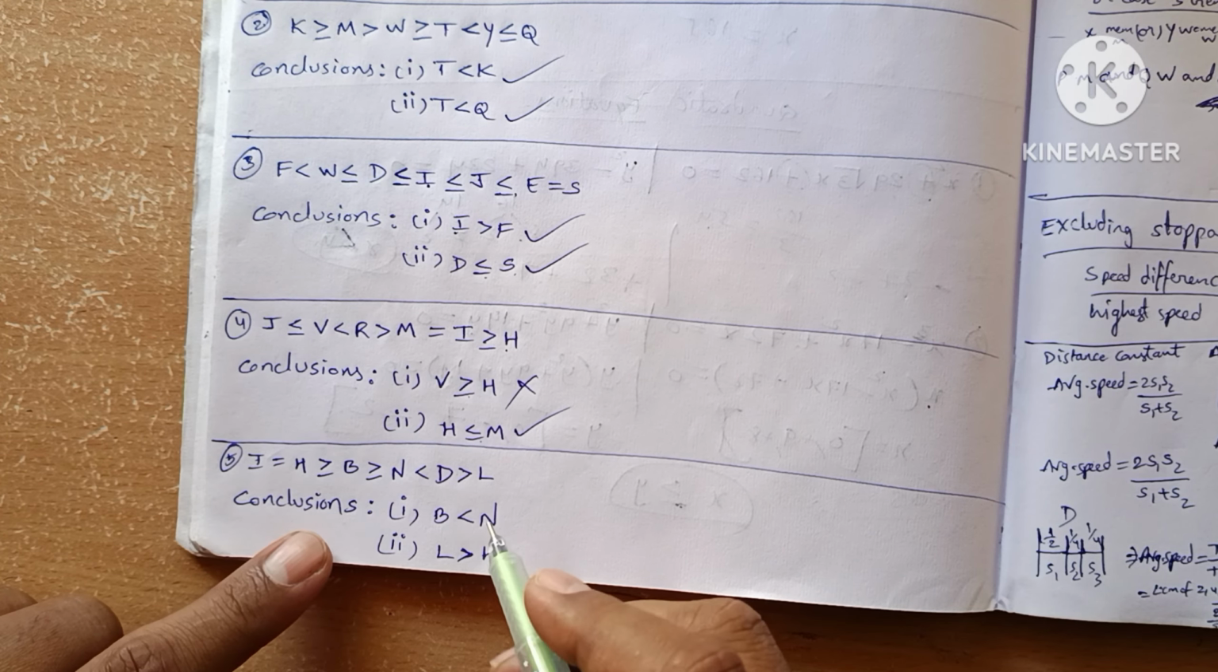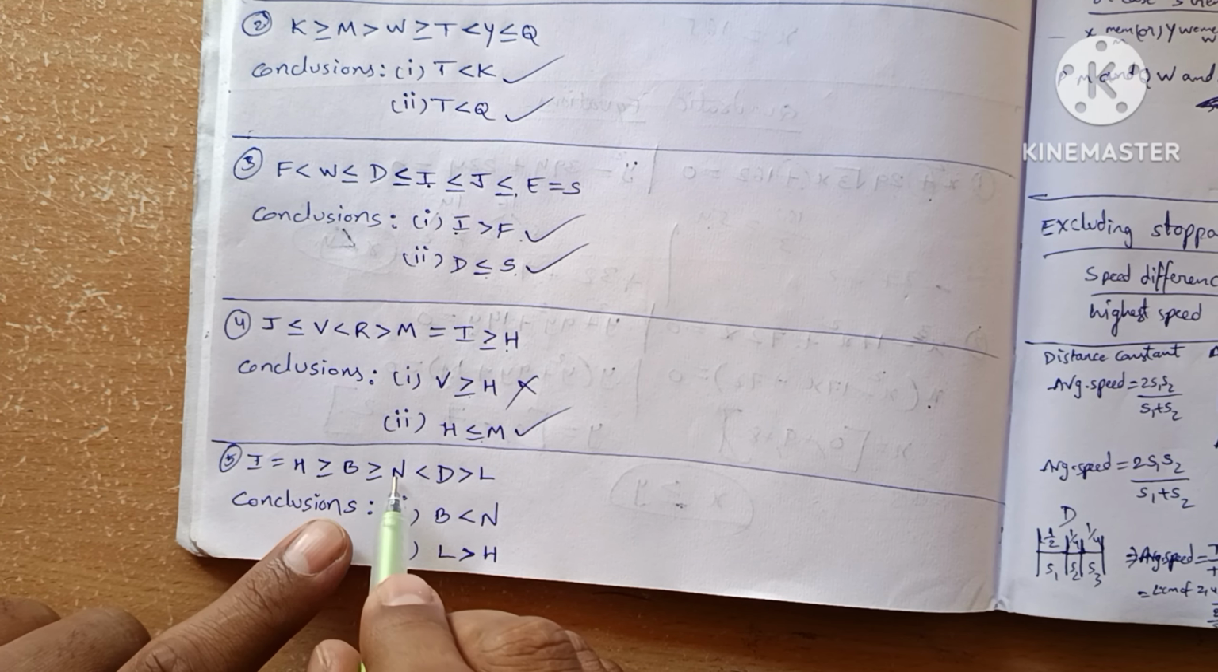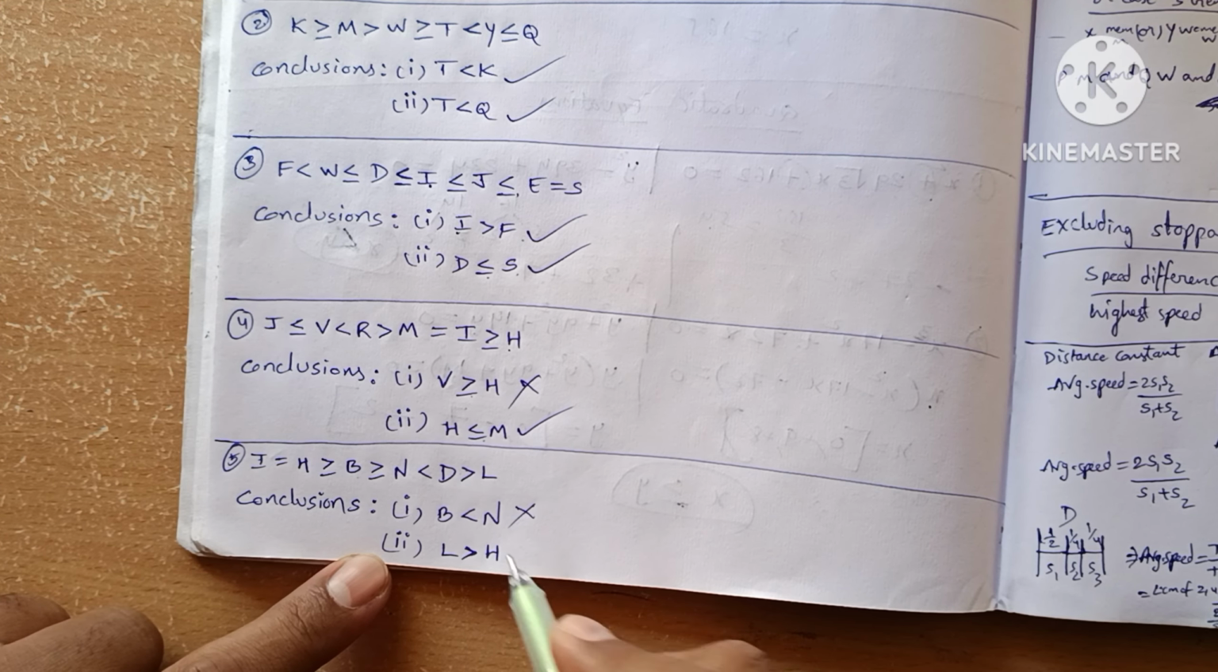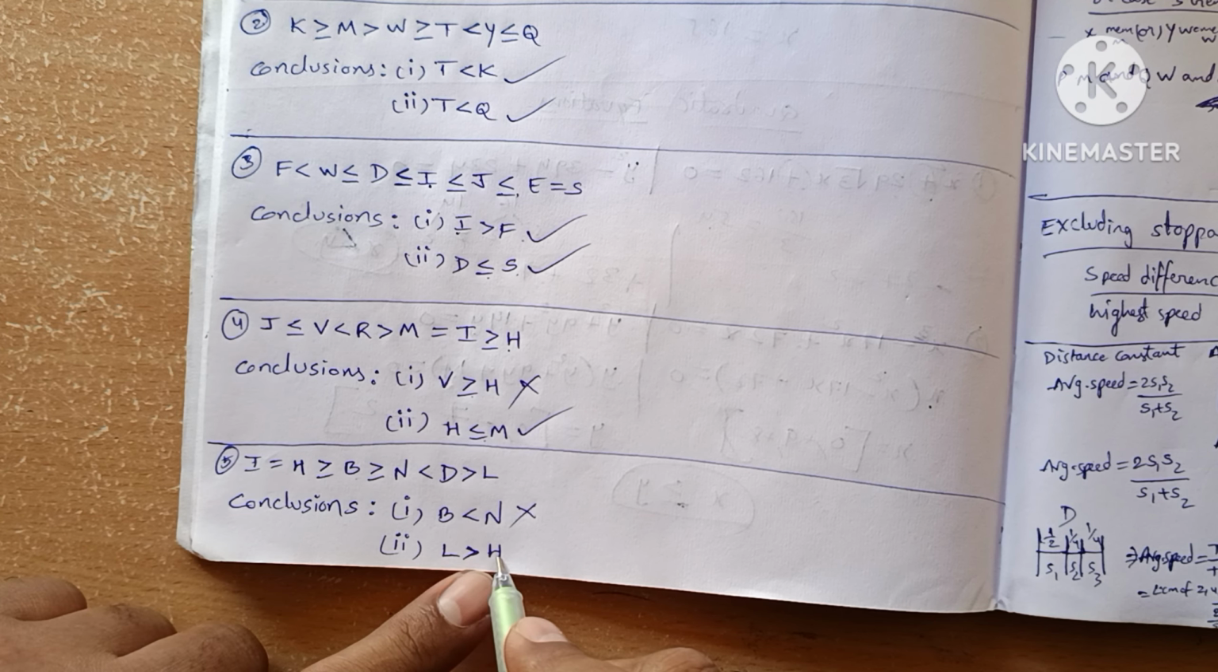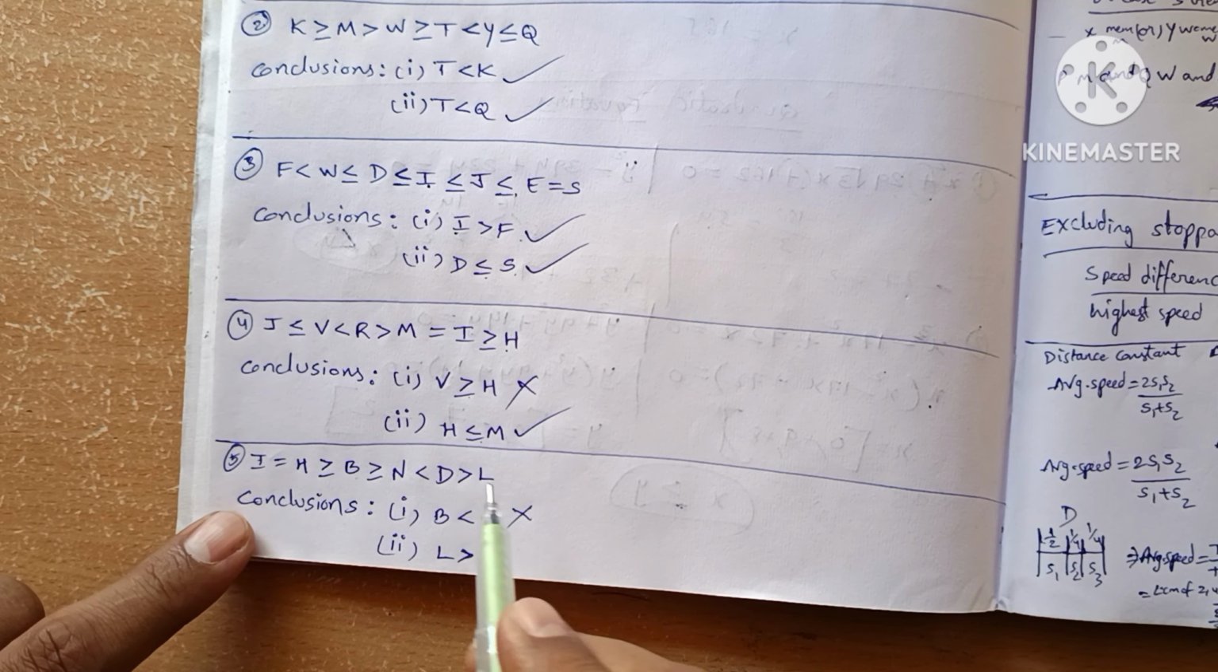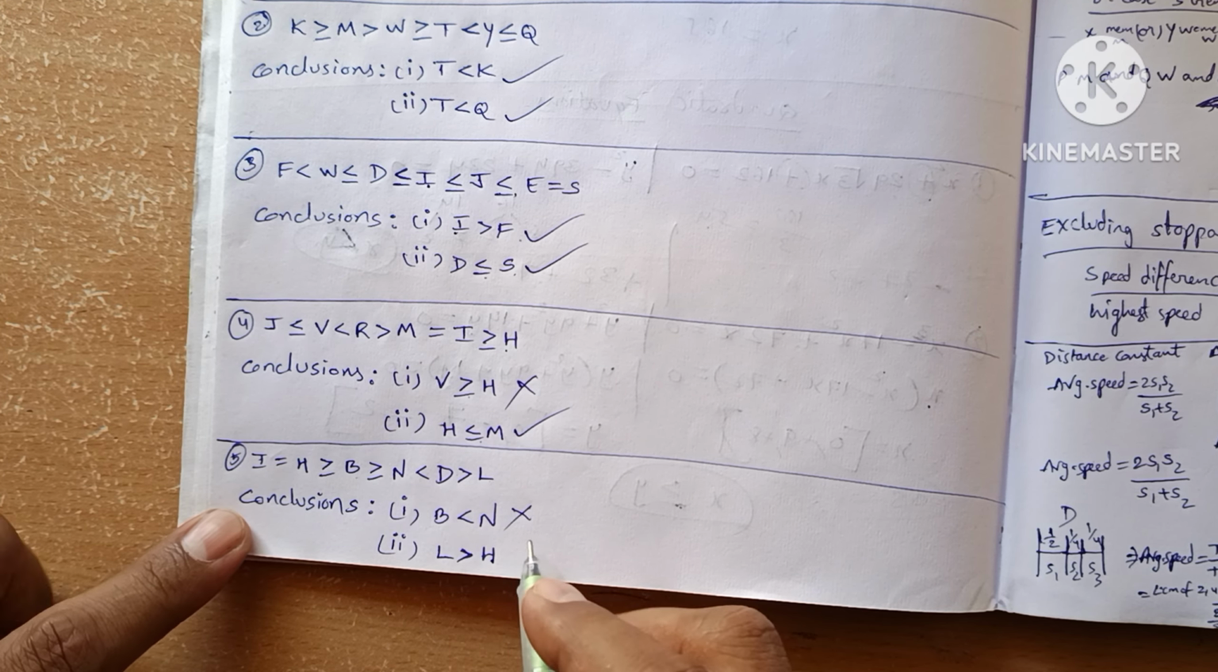Now let's see the last one. N to B, there is no possibility. L to H. Okay, L to H means L is not going. False.